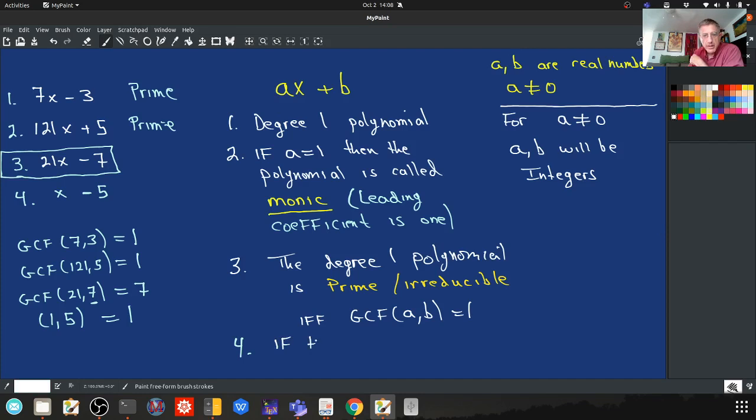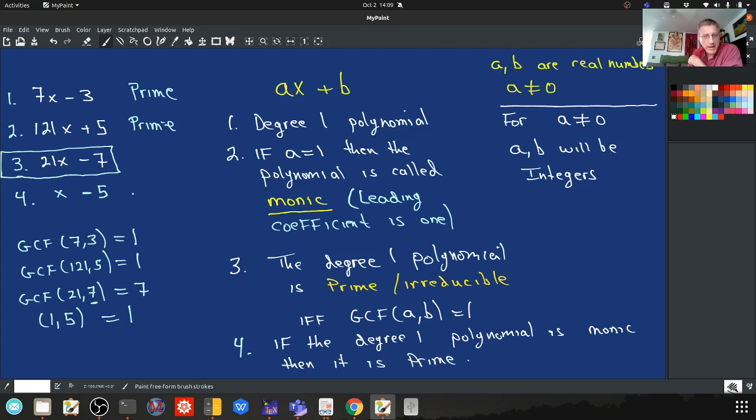If the degree 1 polynomial is monic, and remember, this is the reason I had you do a lot of definitions for that mathematical reasoning question, it all depends upon the definition. If it's monic, it means the leading coefficient is 1. Then it is prime.